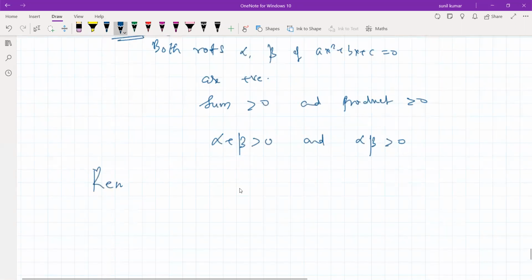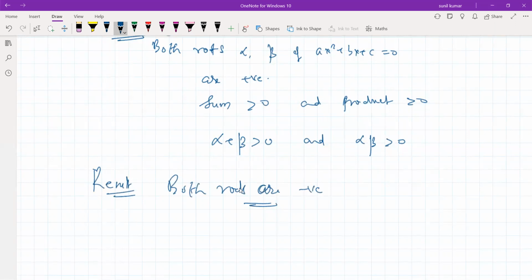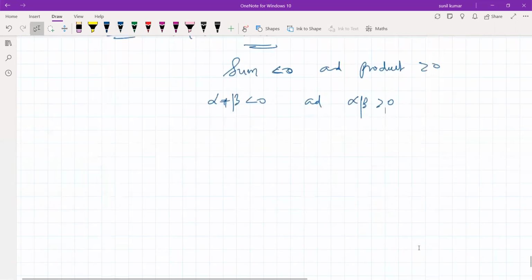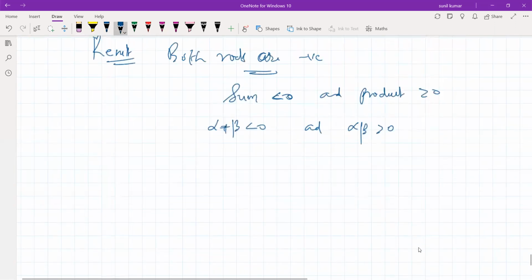Similarly, next result also. Both roots are negative. Then what is happening? Sum negative and product positive. Alpha plus beta negative and alpha into beta greater than 0. So please try. I am not explaining. If you try yourself, that is a better approach.